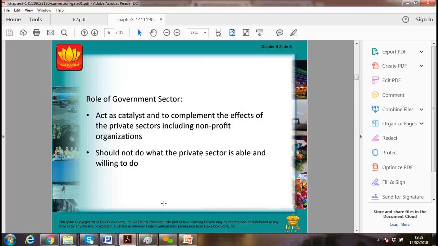In different projects, of course, we can criticize some private companies for being more focused on their own interest instead of the welfare of the public. But ultimately, of course, they're looking at what they spend and what they get out of it from an investor point of view. So the role of the government is to act as a catalyst, monitoring to complement the private sector, including non-profit organizations, and should not do what the private sector is willing to do.